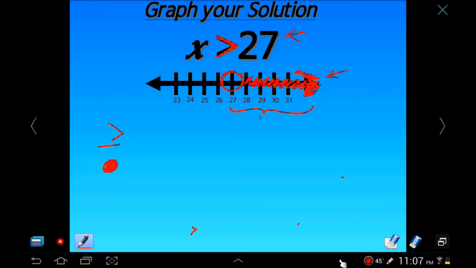You understand? Everything that's shaded, not including 27, is what x is equal to. X is equal to a lot of numbers. It's equal to 28, it's equal to 29, and 30, and 31, and so on and so forth, all the way down the line, forever. That's how you do it. This is very simple stuff. I mean, if you had an easy time with equations, which I think a lot of you did, this should be no problem for you.